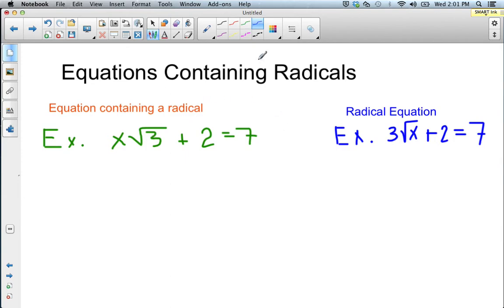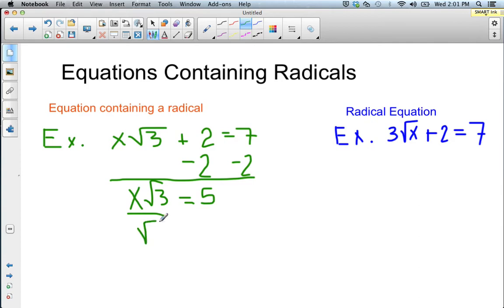Now the difference when you're solving these, here you simply subtract 2, we would get x square root 3 equals 5. And now I have x times square root 3, so I'm going to multiply by the reciprocal, which is 1 over square root 3, or simply divide by square root 3 on both sides. Now I have 5 over square root 3.